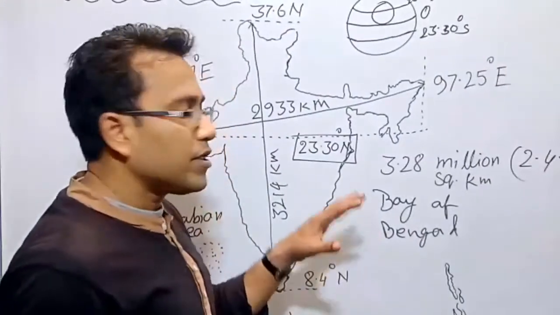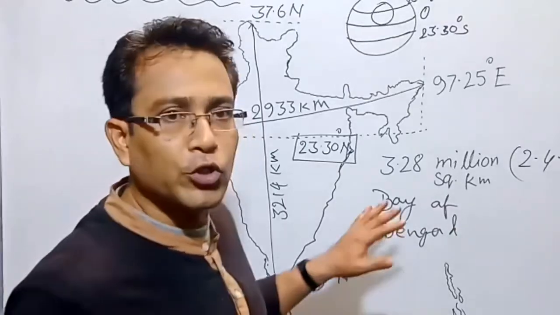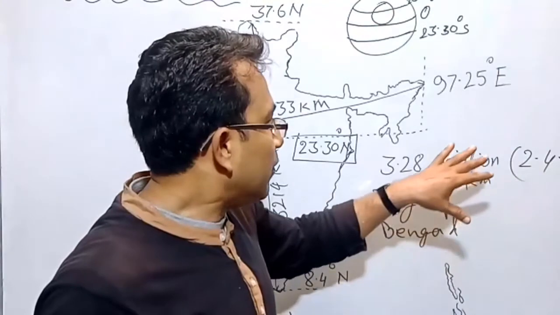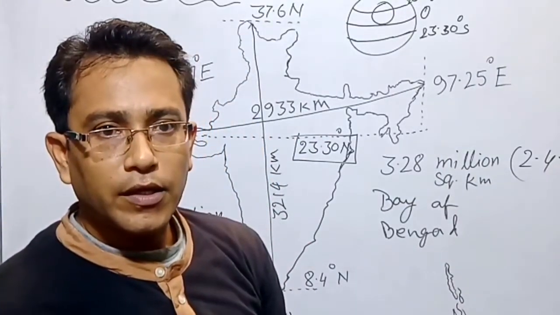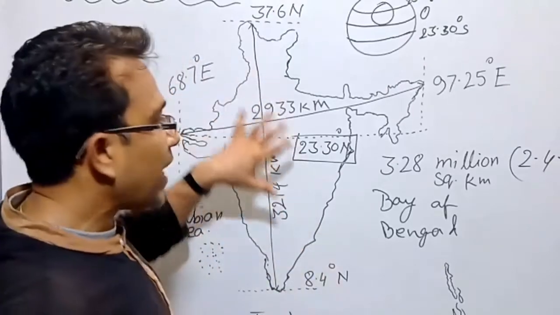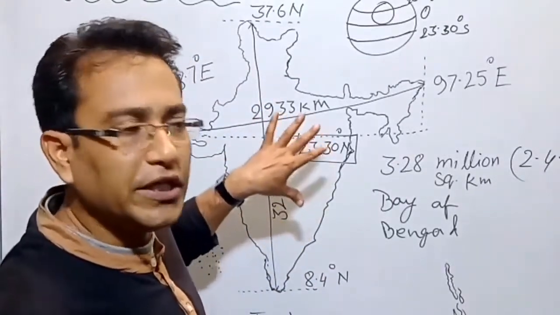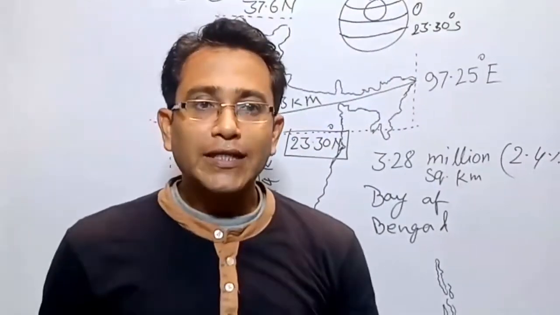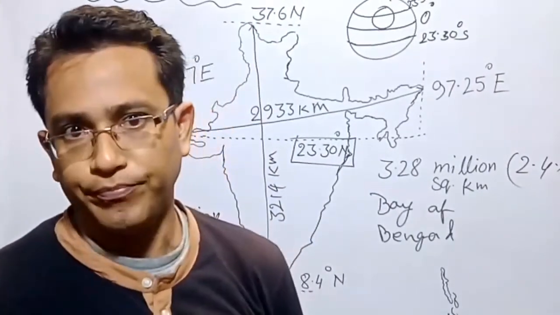The total area of our country is approximately 3.28 million square kilometer, and this is the 7th largest country according to its size, and the total land area covers 2.4% of the total land area of the world.